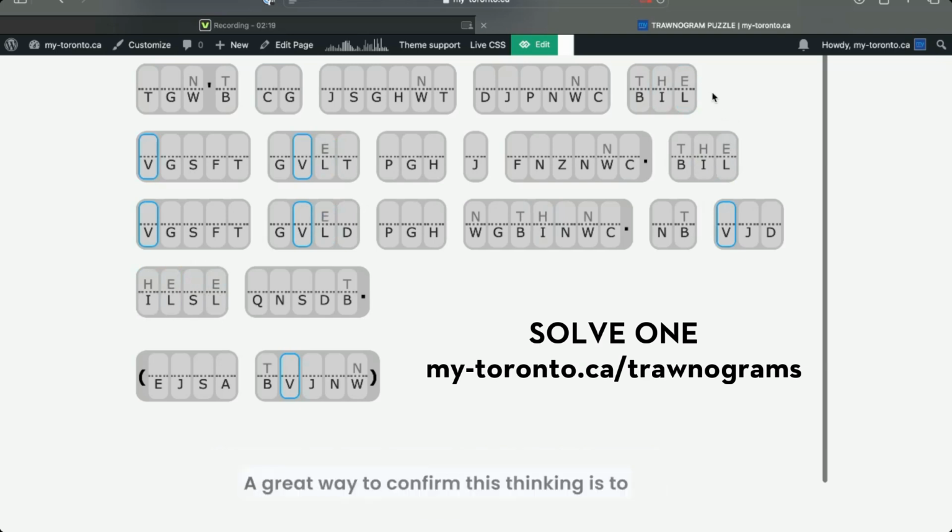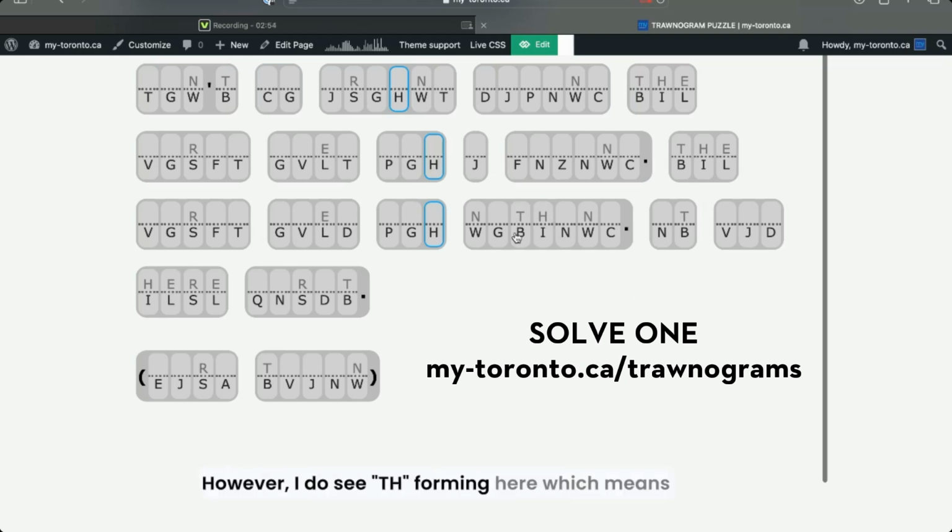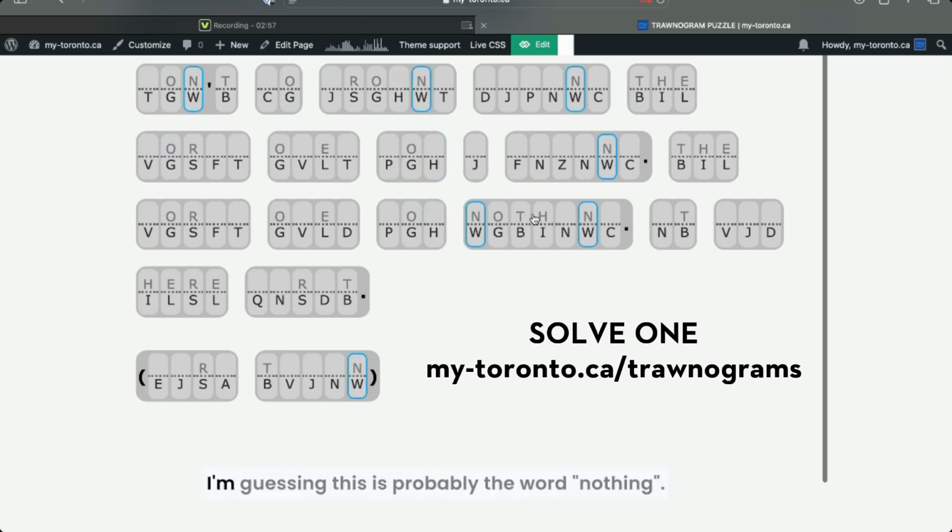that is the word the. A great way to confirm this thinking is to look for how it appears in the puzzle. I think I'm correct because I'm seeing that this word is most likely the word here, and usually I look for the word the in forming other words such as mother or thing or think, other common words in the English language. I also like to look for the word that, T-H-A-T. I don't see it in this puzzle, so I can't confirm that way. However, I do see TH forming here, which means I'm guessing this is probably the word nothing.